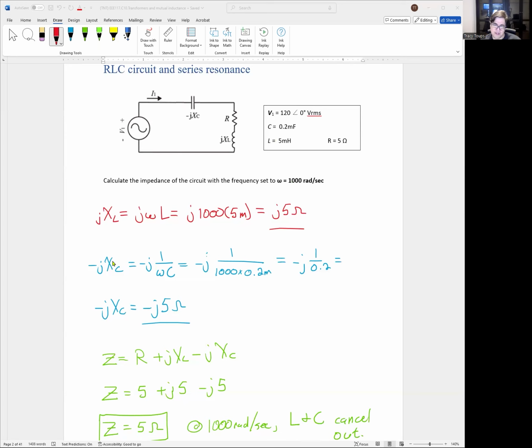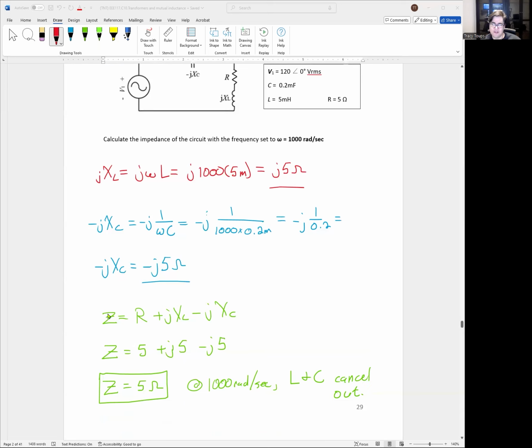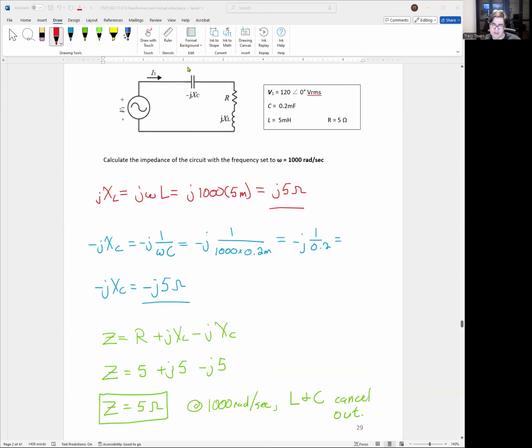What about the capacitor? Negative jXC. So it's negative j times 1 over ωC. Negative j is 1 over 1,000 times 0.2 milli. So negative j is 1 over 0.2, which is negative j5 ohms. So you can already tell they're going to cancel out because, remember, we add them all together. They're in series, so it's R plus jXL minus jXC.